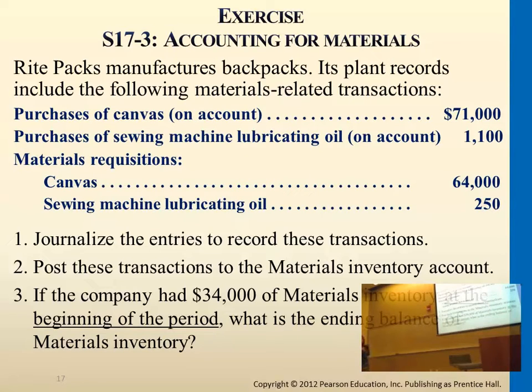To understand this problem, we have to know there are different types of materials being purchased. Are they all direct, all indirect, or...? The purchases of the canvases and the purchases of the sewing machines, I think they are considered overhead costs, right? Are they added into the inventory?